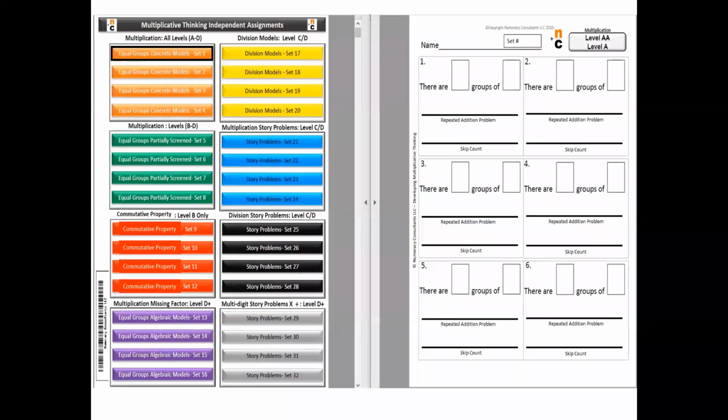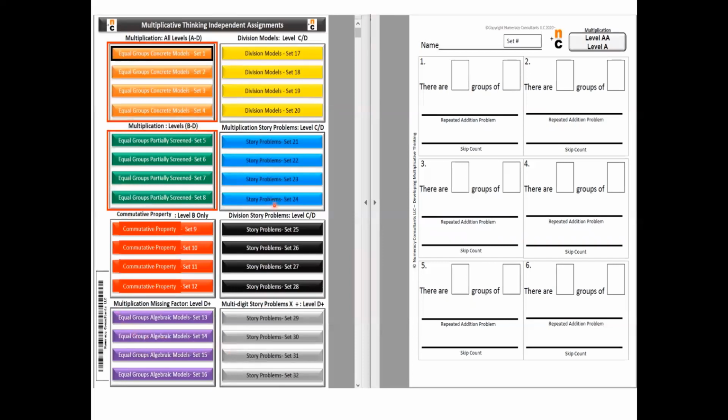The way that this is set up is that it is set up into different categories, okay? And it'll say whatever the skill it's working on. So this would be multiplication, all levels A through D. And that means no matter what level they score, you can do that activity or that set with them. And we'll show you how the answer sheets build the differentiation in, where you could do the same assignment with students who have a huge range between them, okay? And then the next one would be multiplication levels B through D and so on.